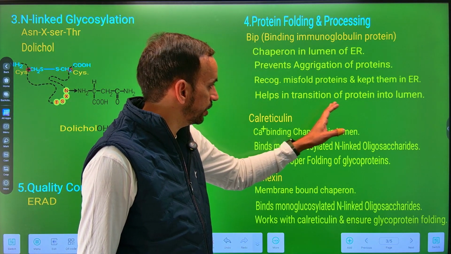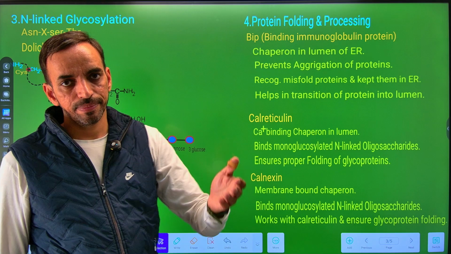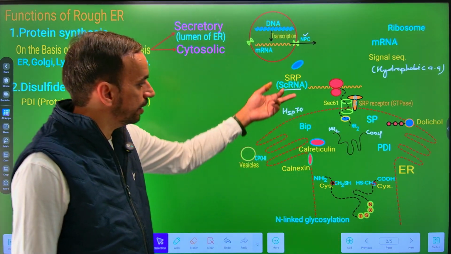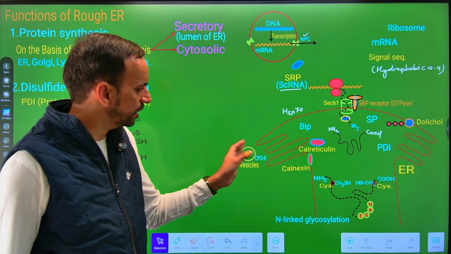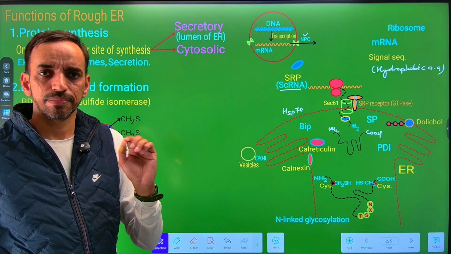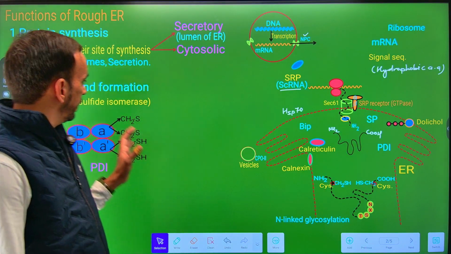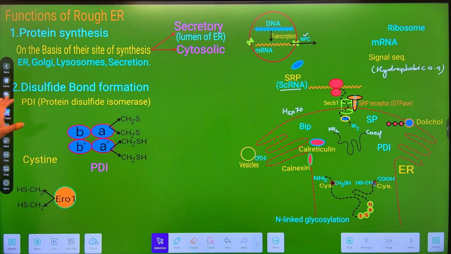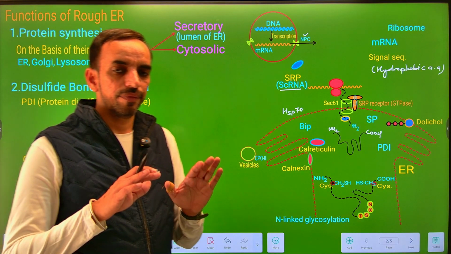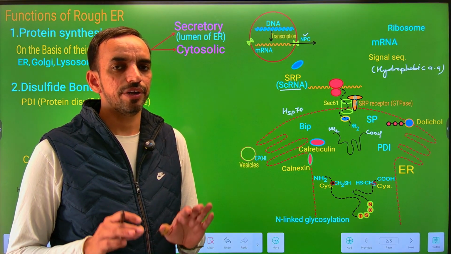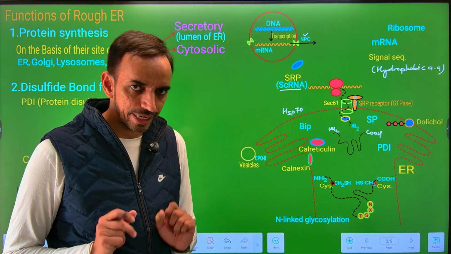It helps the translocation of protein into the lumen, which we already talked about. It facilitates the movement of polypeptide into the lumen of the endoplasmic reticulum. So these are some functions of this BiP chaperone. Now the next function is disulfide bond formation. Disulfide bond formation also occurs within the oxidizing environment of the rough endoplasmic reticulum.